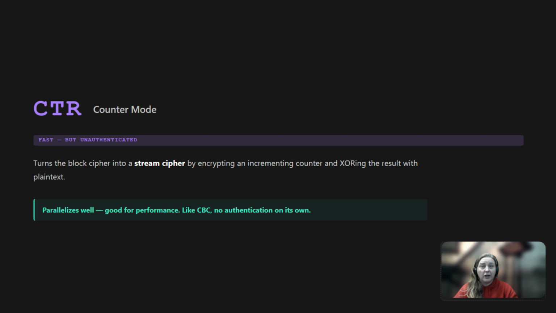Then we have CTR, counter mode. This turns the block cipher into a stream cipher by encrypting an incrementing counter and XORing the result with plaintext. CTR parallelizes well, which is good for performance, but like CBC, it provides no authentication on its own.